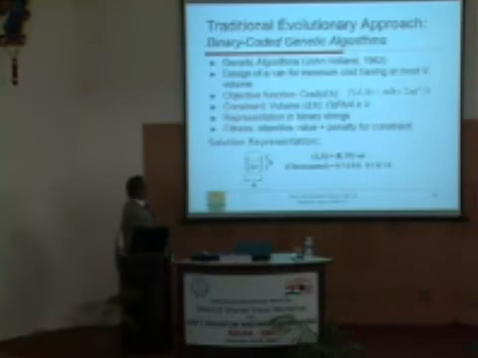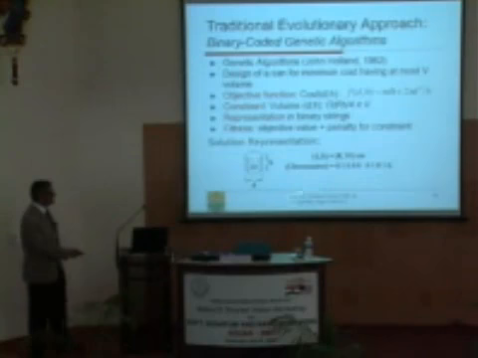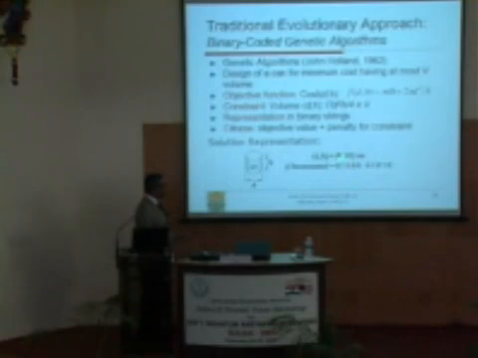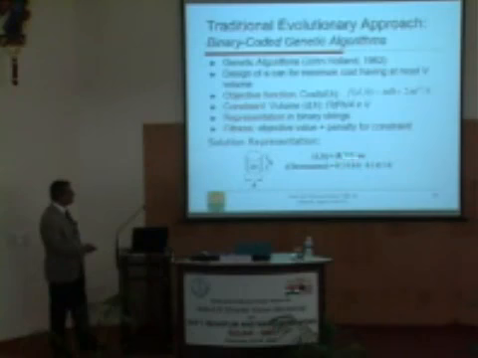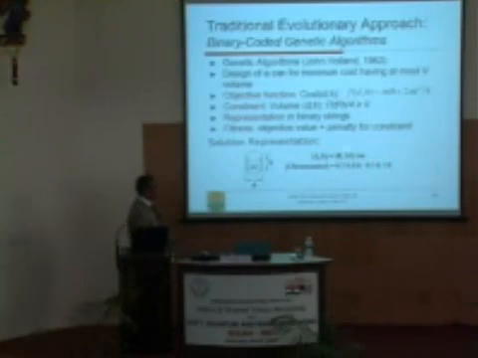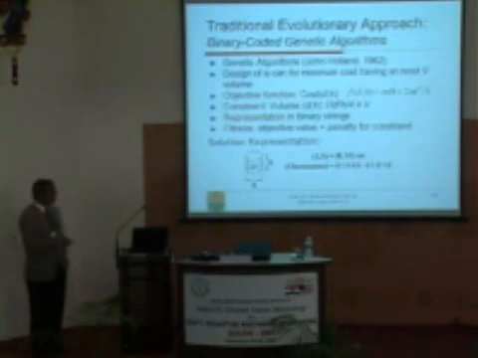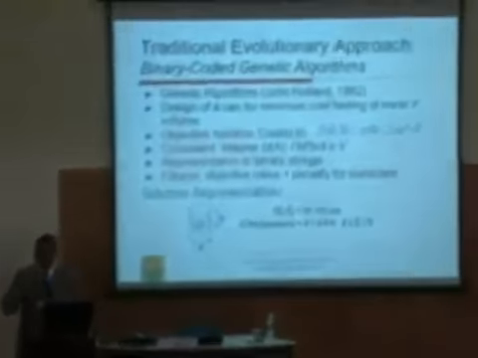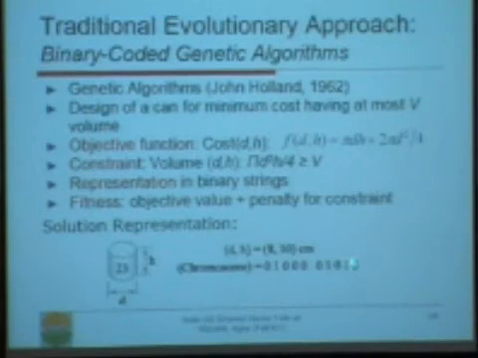Now if you want to use this binary coded GA, you cannot deal with real numbers like 8 centimeters or 10 centimeters. There is a coding procedure in which you map these numbers to binary strings. Say I decide to use 5-bit strings for diameter and 5-bit for H. This 5-bit string will decode to 8, and this string will decode to 10. But don't think this only applies where your variables are integers. You can map to any lower bound and upper bound, and you can use any number of bits to get any precision you want. If you want more precision, your string length will go up.